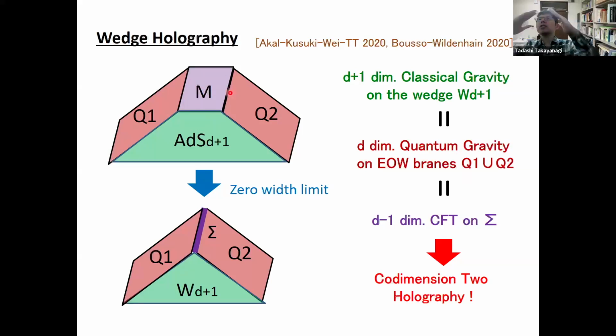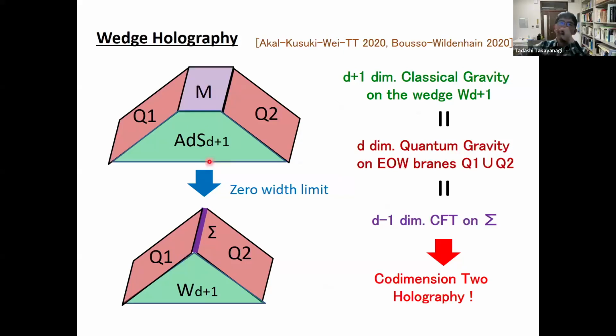But you can assume these two end of the world planes squeeze so that they intersect along a line like this. Then it's actually this wedge region. Though it looks like AdS, gravity on this wedge region is equivalent to a CFT on sigma, which is two dimensions lower. Usually holography relates one dimension lower, but in this setup, it can relate to d minus 1 dimensions. And in the middle, there is a brane-world hologram. So this gives a codimension-two hologram.